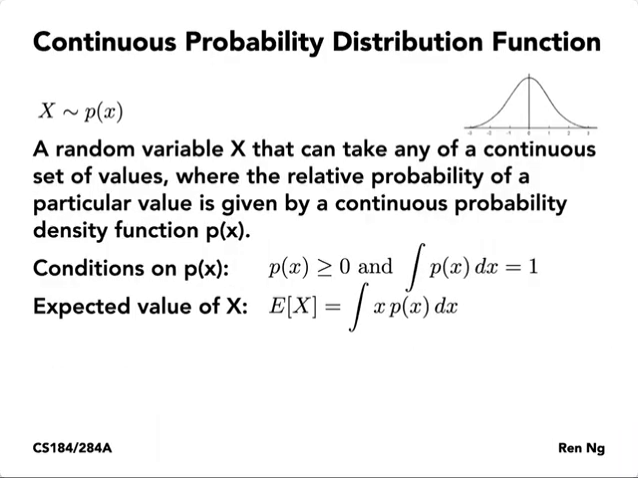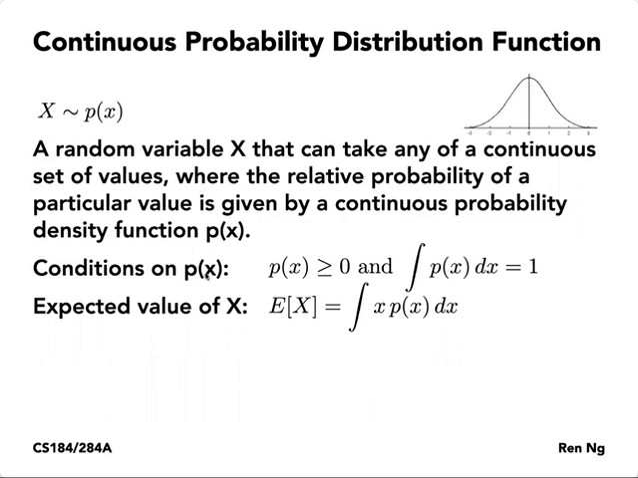Okay, that was the discrete probability case. Most of the things that we'll look at for this course are going to be dealing with continuous probability density functions or probability distribution functions, which are synonyms, not the discrete case that I just looked at. So in this case, capital X is drawn from P of X, where P of X is a continuous probability density function, and the random variable X can take on any continuous set of values. P of X gives the relative probability of a particular value being chosen.